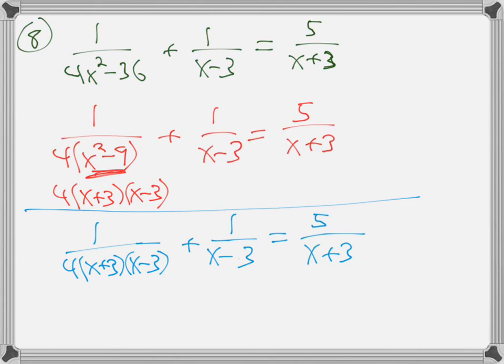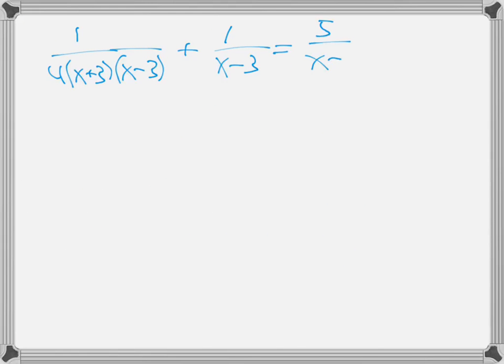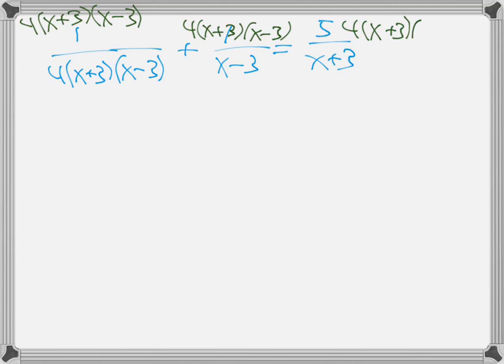All right, so I'm going to rewrite it: 1 over 4x plus 3, x minus 3, plus 1 over x minus 3 equals 5 over x plus 3. Okay, so I'm going to multiply through by the common denominator, which is 4, x plus 3, x minus 3, on the left, and 4, x plus 3, x minus 3 in the middle, and 4, x plus 3, x minus 3 on the right, right? The whole common denominator, top, top, top.